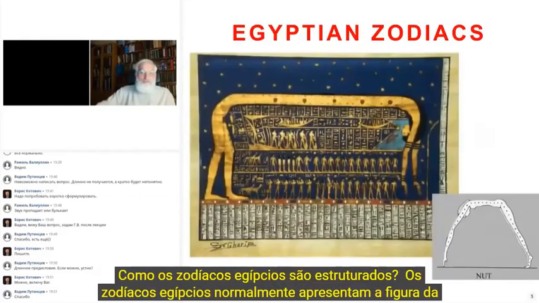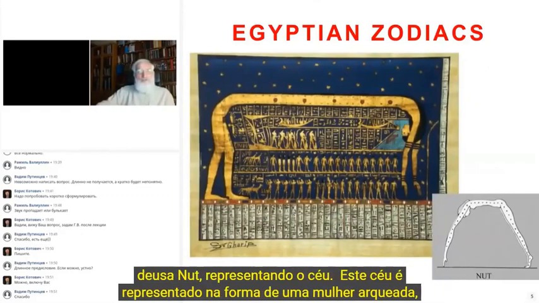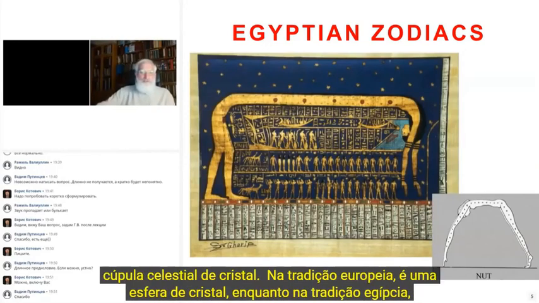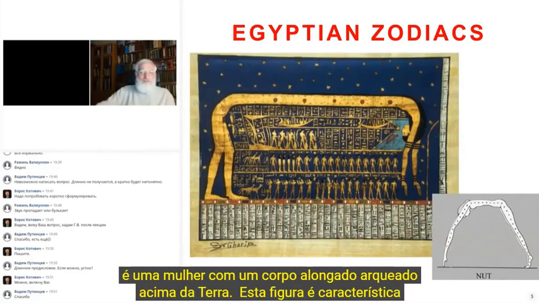How are Egyptian zodiacs structured? Egyptian zodiacs typically feature the figure of the goddess Nut, representing the sky. This sky is depicted in the form of a woman who is arched, and we see her arched figure on which the stars are placed. Essentially, it's the crystal celestial dome. In European tradition, it's a crystal sphere, while in Egyptian tradition, it's a woman with an elongated body arched above the earth.